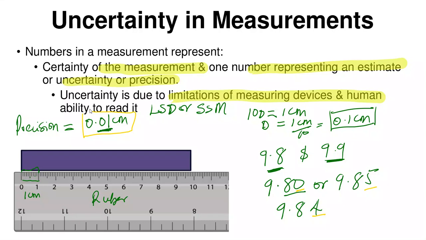So what does that mean? These first two numbers are the certain numbers. We call them the certain digits. But the third digit here represents the uncertain digit. So in this measurement, the third digit is the uncertain number. This is what we mean by uncertainty in measurement.